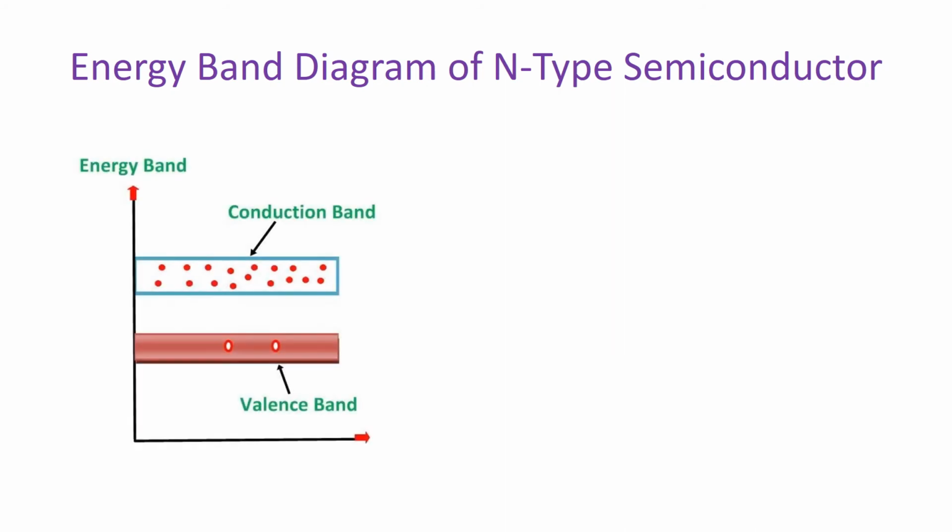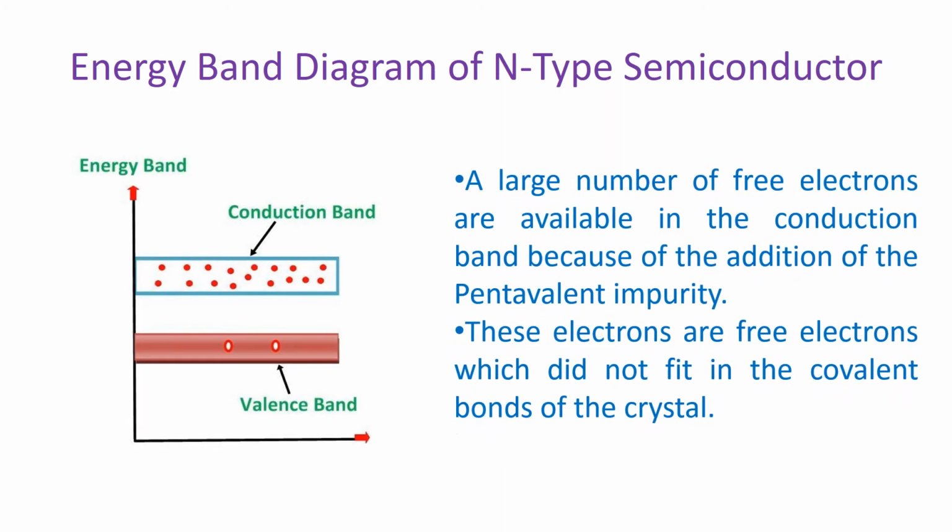So now this is the energy band diagram of n-type semiconductor. You can see how it differs from the p-type semiconductor. So the valence band has electron vacancies or positive charge, and the conduction band is full of free electrons. So compare the energy band diagram of n-type semiconductor and how it differs from the p-type semiconductor.